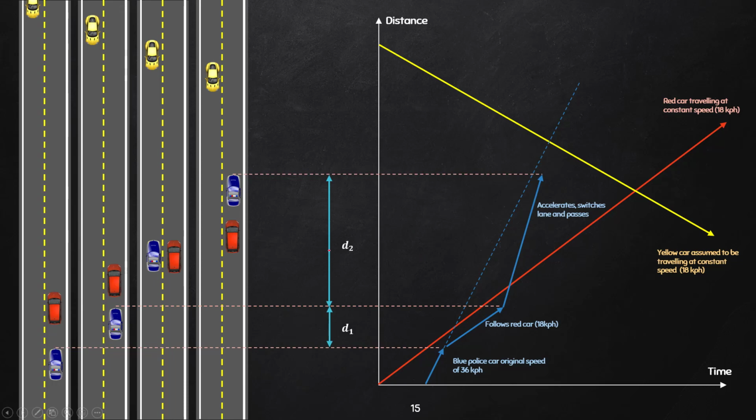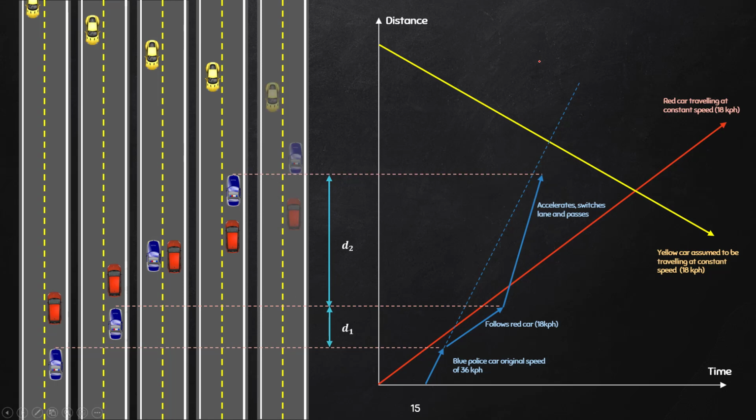Okay, remember that our first phase starts with D sub 1 plus 1/3 of D sub 2, and 2/3 of D sub 2 already belongs to the second phase of the passing maneuver. And the next scenario will be the continuation of the blue car at 36 kph.